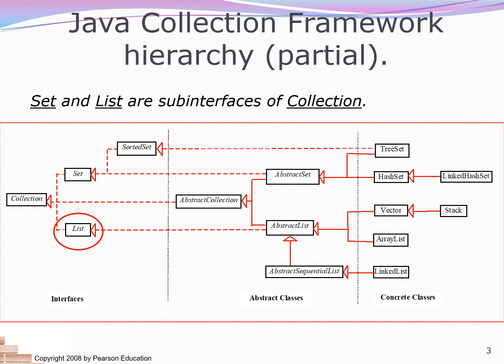Okay, coming back to this diagram again, I have mentioned to you just now, list is actually under collection. Underneath it there is vector, array list and linked list. So I'll be covering linked list.